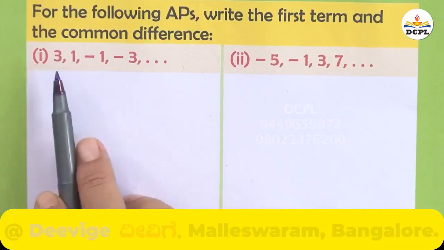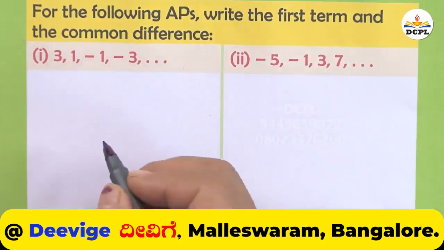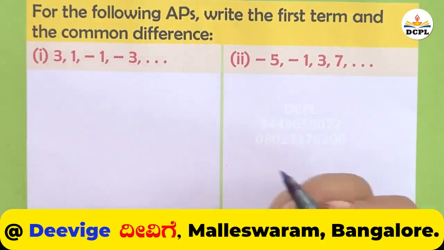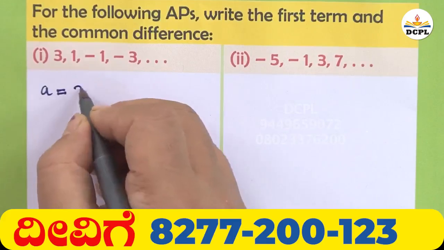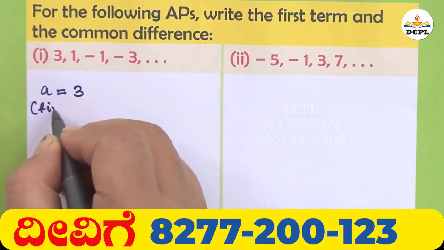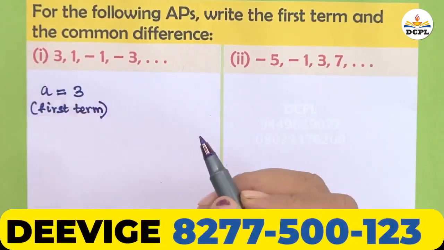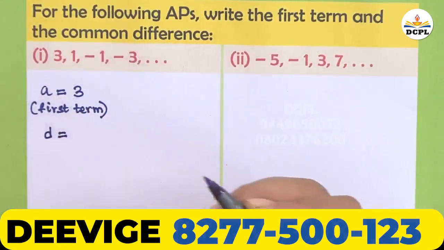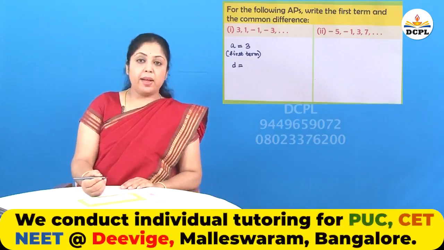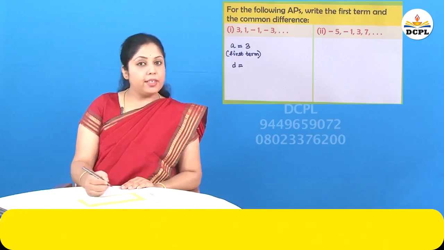The problem reads 3, 1, minus 1, minus 3. By now you would be familiar with how to find the first term and the common difference. The first term of the sequence is A, and for this particular sequence the A value is 3. Now let us proceed to find the common difference. How do you find it? The common difference can be found by subtracting the previous term from the succeeding term. You can take any two succeeding terms to find the common difference.